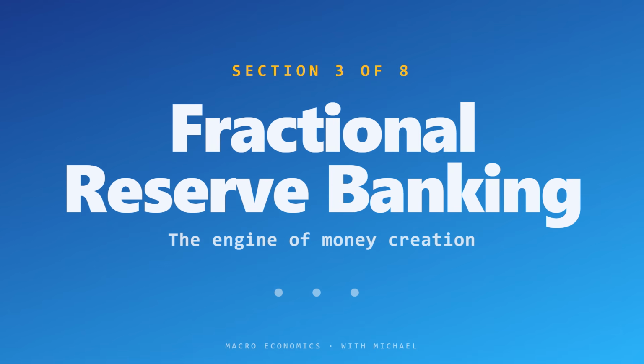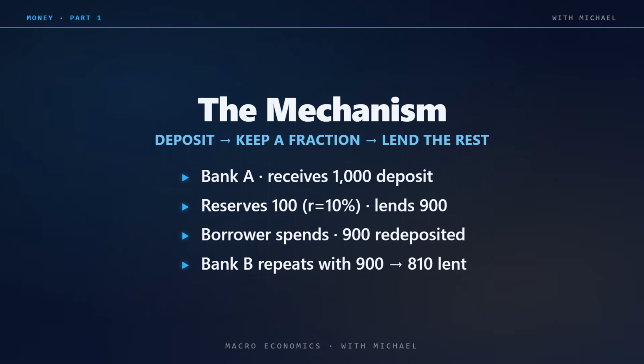Modern banks operate under a system called fractional reserve banking. When you deposit 1,000 shekels into your checking account, the bank does not lock that money in a vault and wait for you to withdraw it. Instead, the bank keeps only a small fraction as reserves and lends the rest out as loans. This fraction is called the reserve ratio. In a typical economy, the reserve ratio might be 10%, meaning the bank holds 100 shekels and lends out 900 shekels. The borrowed 900 shekels gets spent and then redeposited into another bank account somewhere in the system.